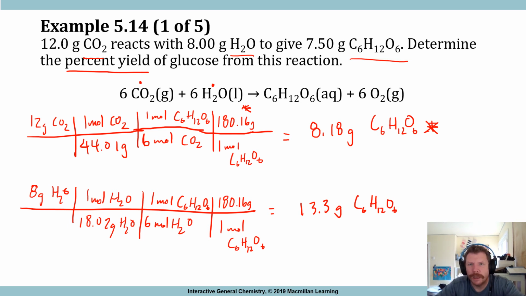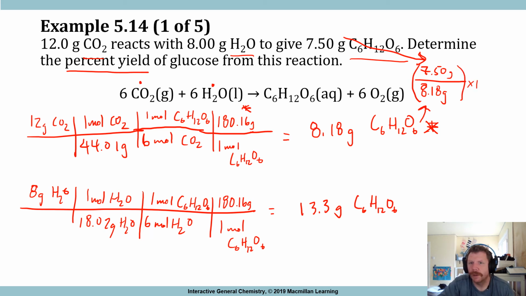So now that we have the limiting reactant and the amount that it produces, we can compare our actual yield, 7.50 grams of C6H12O6 to 8.18 grams of C6H12O6. This is our actual yield because this is what we were given in the problem. This is our theoretical yield based on our limiting reactant.